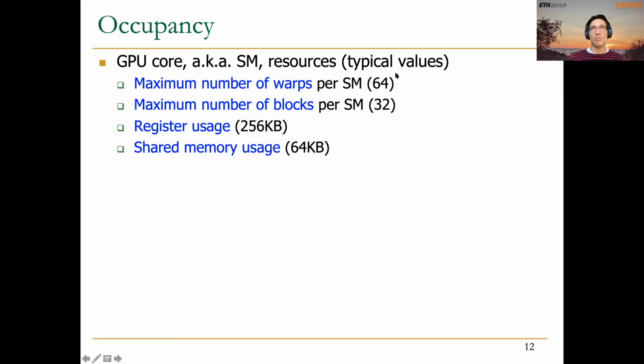Occupancy depends on the usage of the SM or GPU core resources. Just to give you a few typical values: the maximum number of warps that we can run on an SM or a GPU core in current architectures is around 64 warps, which means 2048 threads. The maximum number of blocks that can run on a GPU core is around 32 in current architectures. The register usage: we have large register files, and these register files, as you know, are partitioned, and registers are assigned to the threads that run on the GPU core. These are pretty large, but in the end it is also not an infinite resource, same as the shared memory. And here you can see typical values in modern GPU architectures.